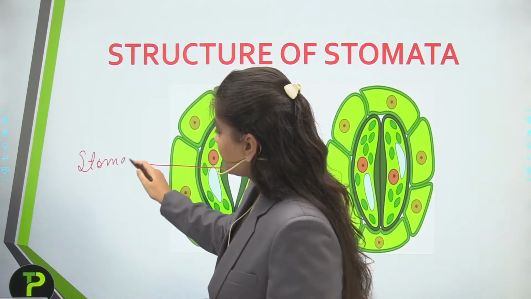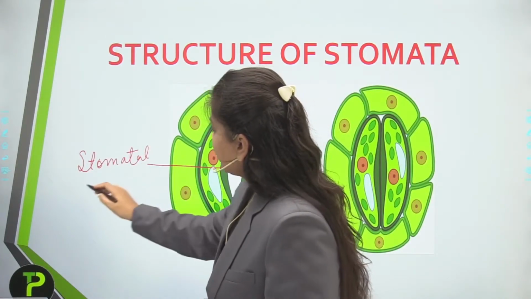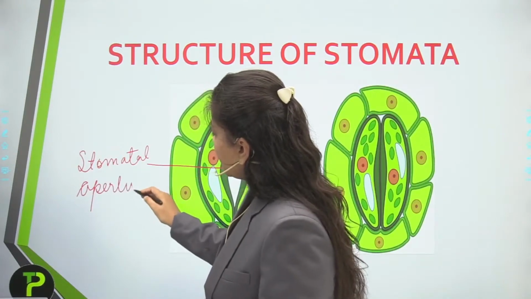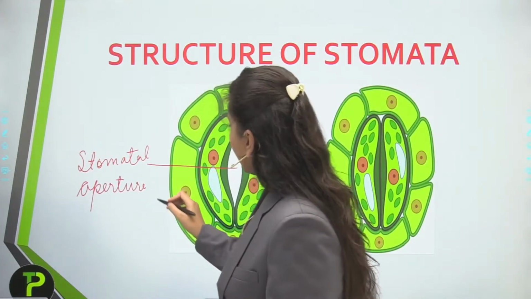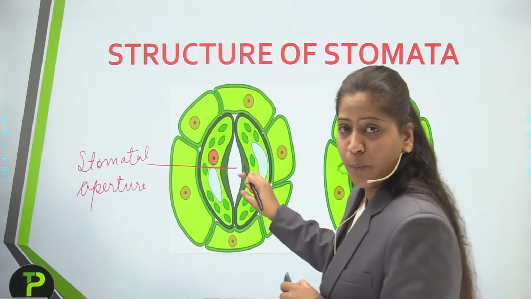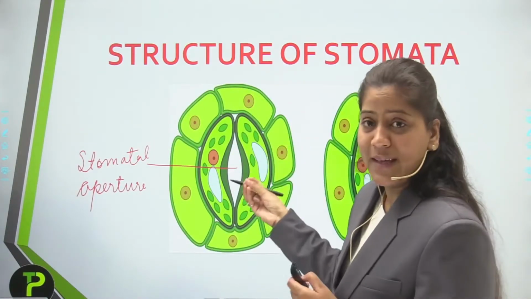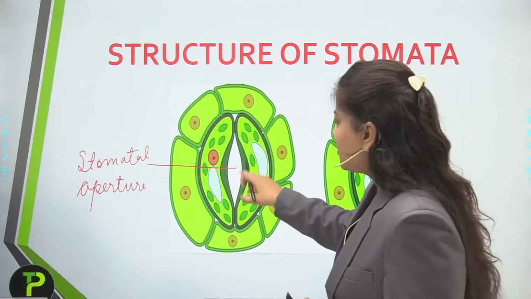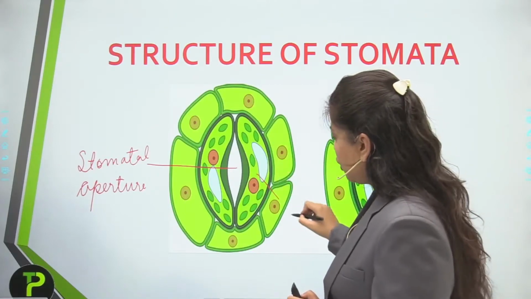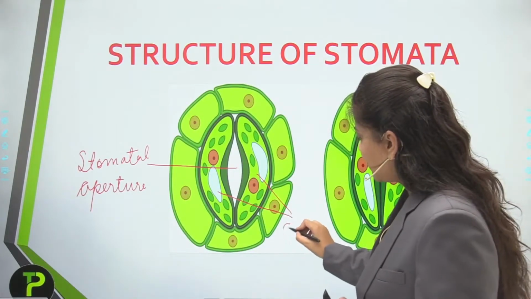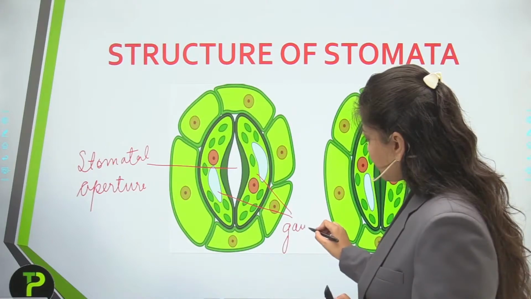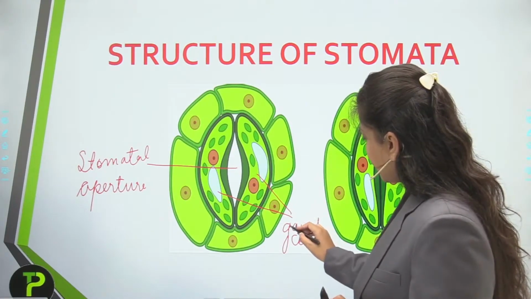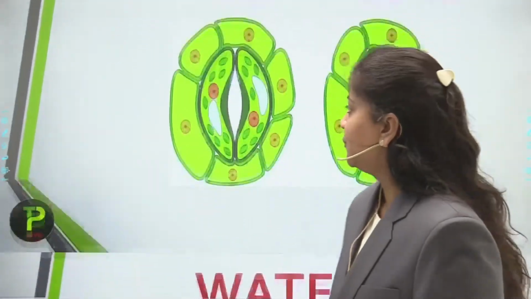Stomatal aperture or pore. Now this stomatal pore is the place by which gaseous exchange takes place. This stomatal pore is guarded by two cells, which are known as guard cells.